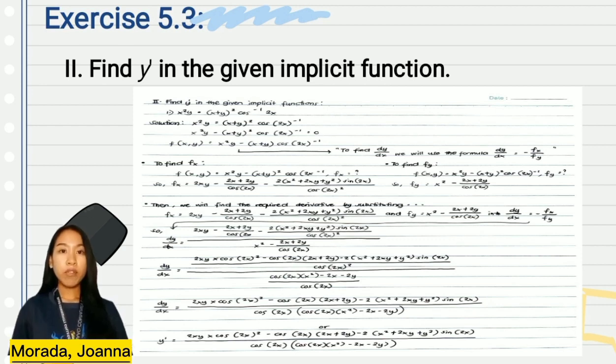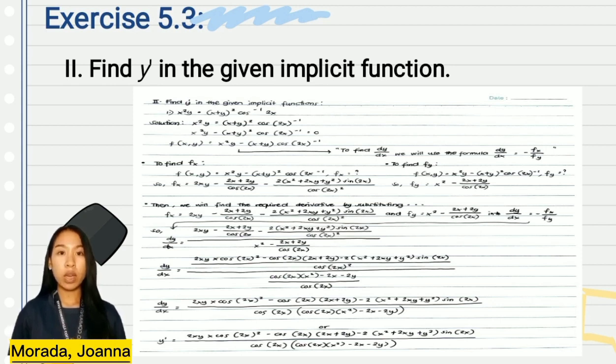So, to find the first derivative, we will use the formula dy over dx equals to negative fx over fy. So, we will first find the first partial derivative with respect to x. So, f open parenthesis x and y close parenthesis equals to x squared times y minus open parenthesis x plus y close parenthesis squared times cos open parenthesis 2x raised to negative 1.